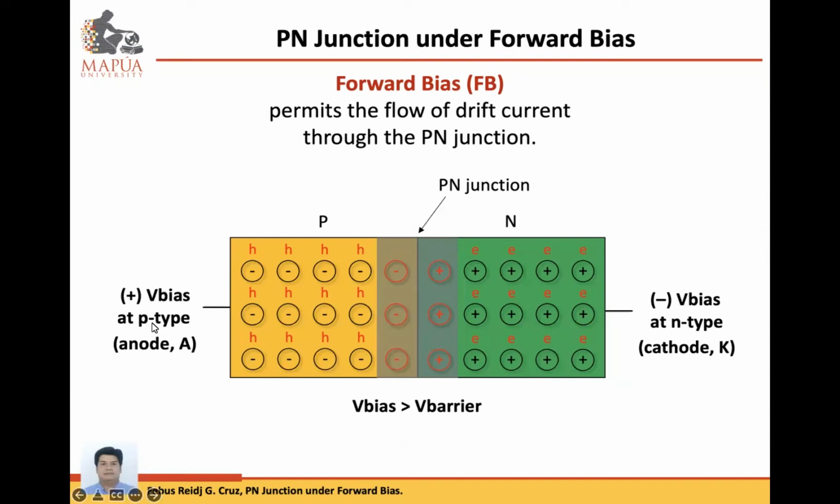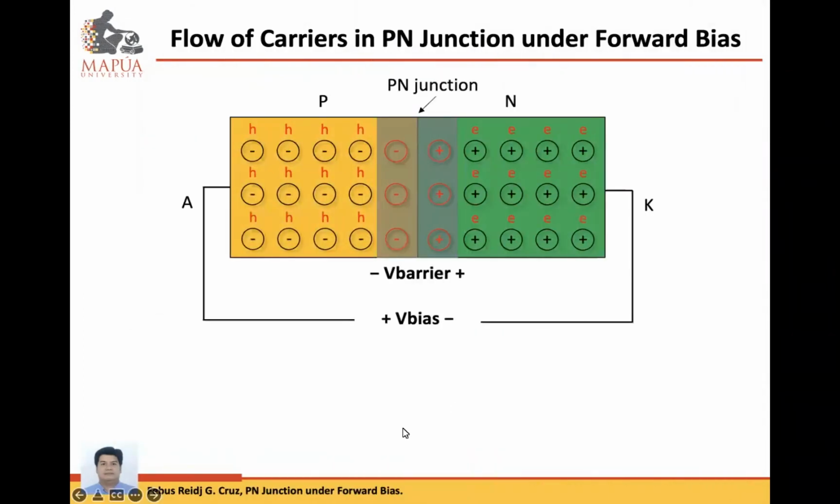All right, so the P-type is labeled as the anode terminal, while the N-type is denoted as the cathode, using the symbol letter K. Okay. So how do the carriers flow in the PN junction under forward bias? So again, the anode is connected with the positive voltage of the bias, while the cathode, or the N-type side, is applied with the negative of the bias. Then internally, you have the barrier voltage. Again, you have positive on the N-type, negative on the P-type side.